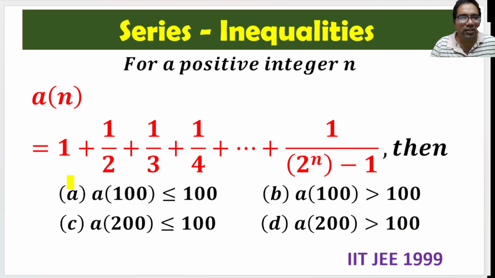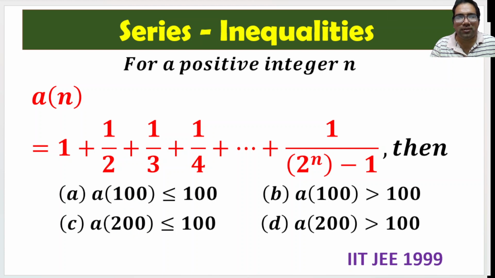Right. So here they are not asking what is the sum of this series. They are just asking about A of 100. That means when you take 2 power 100 minus 1 terms, will that sum be less than 100 or greater than 100? There is no need to calculate the sum. This is a very important series. We'll discuss more about convergence and divergence of series later. For now, let's be worried about A of 100 and A of 200.